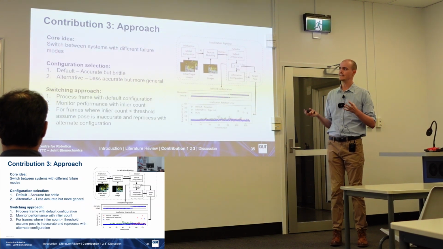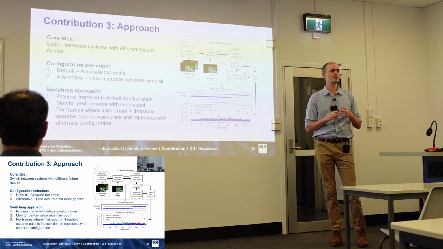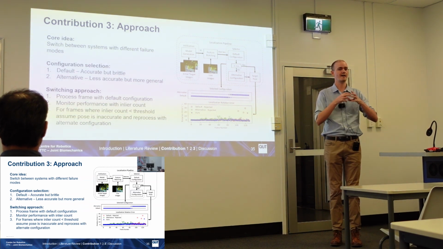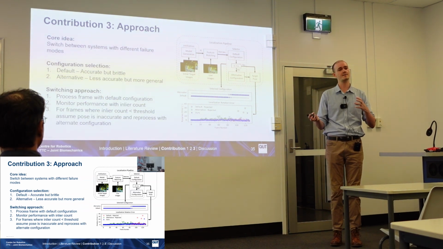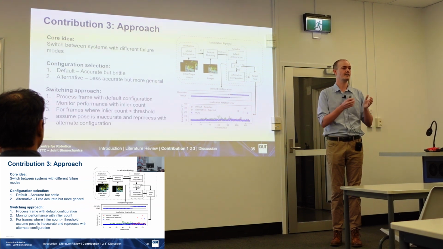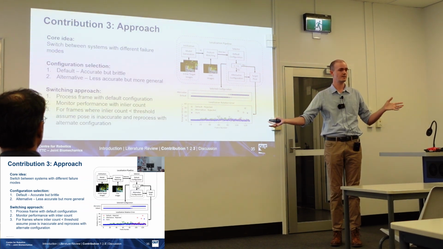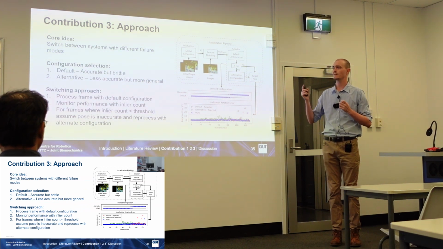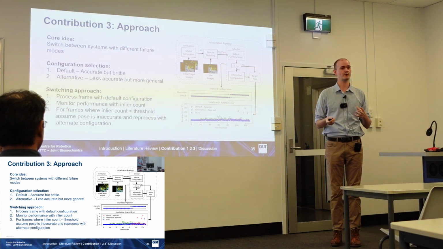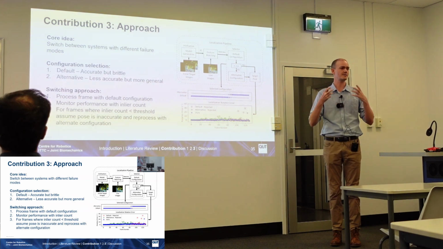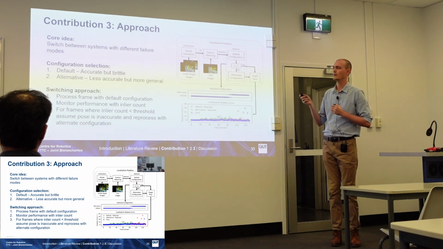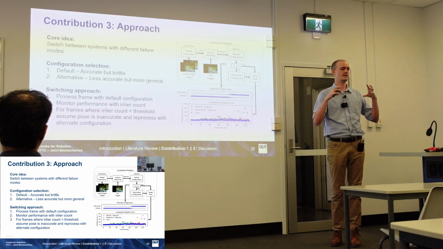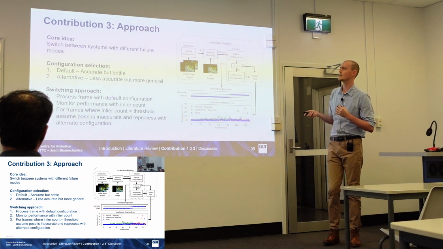So our core idea here is to switch between systems with different failure modes. If we have two approaches that fail at different times, if we can pick the one that isn't failing, then we have a system that works better across the board. To do this, we need to select approaches that have complementary performance, and this is something that's been used in other localization types, for instance, visual place recognition. So complementary performance here is just performance characteristics of systems that complement each other.